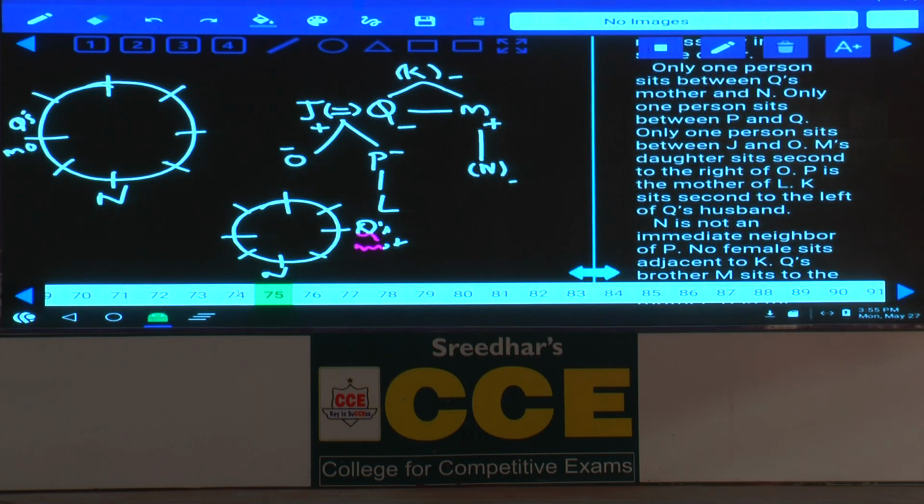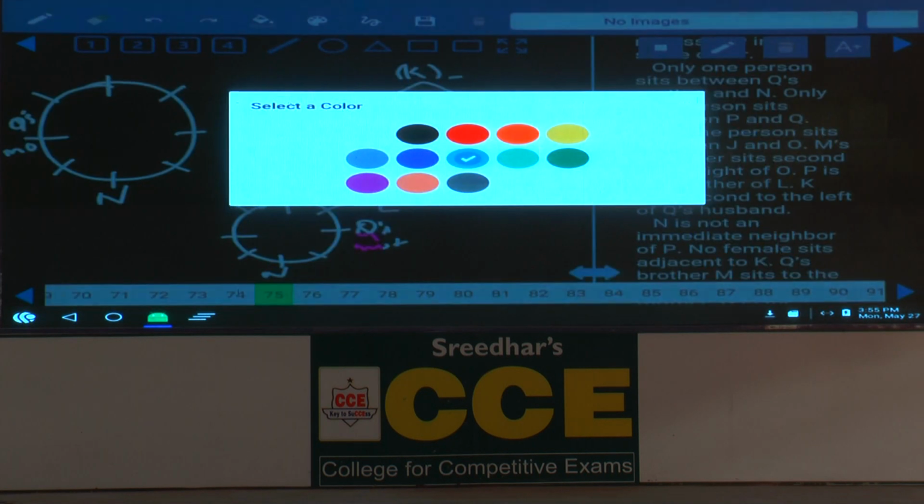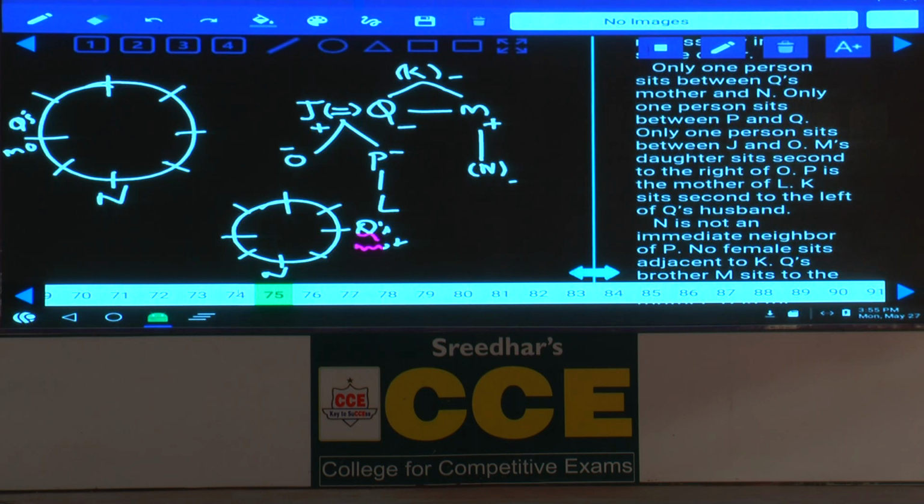Only one person sits between Q's mother and N. Now Q's mother and N, there is exactly one person. Now tell me who is Q's mother here? Q's mother is K. Only one person between Q and K. Hence K can be here or K can be here, isn't it? Q's mother. And only one person between P and Q. Q's mother is K.